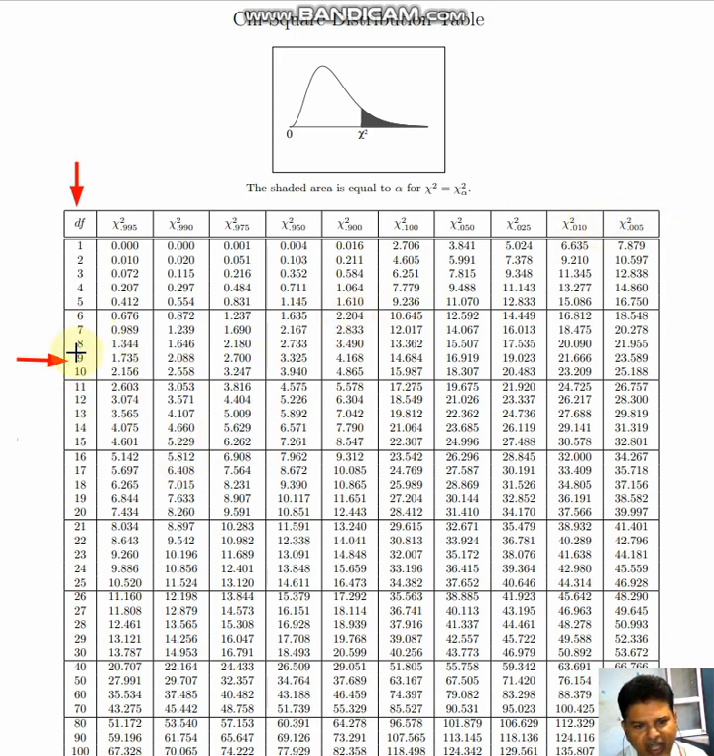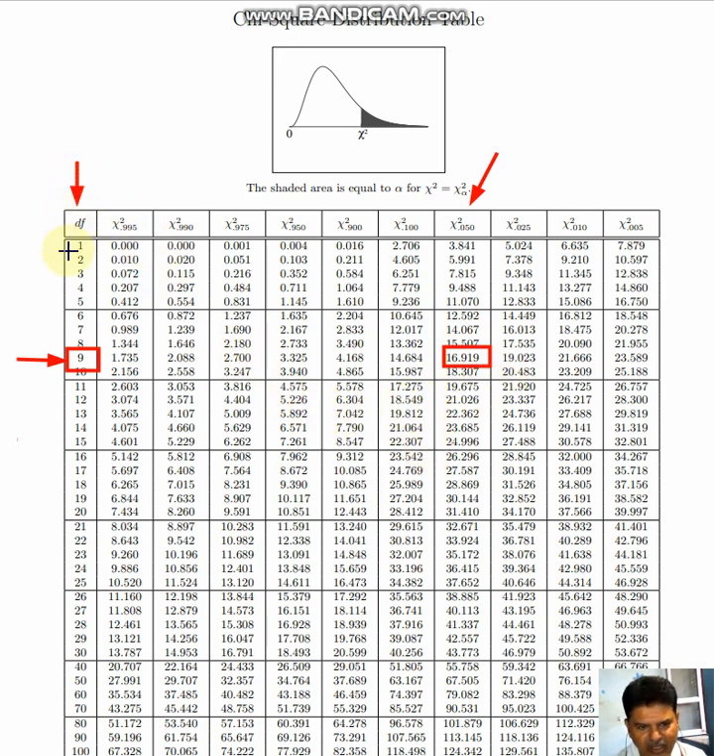So this value 9 is the degrees of freedom, and the level of significance that we need is 5%, means chi-square 0.05. Then the value in the intersection, which one? See, this is 9 and this is the chi-square value. So this is 16.919. This is my table chi-square.